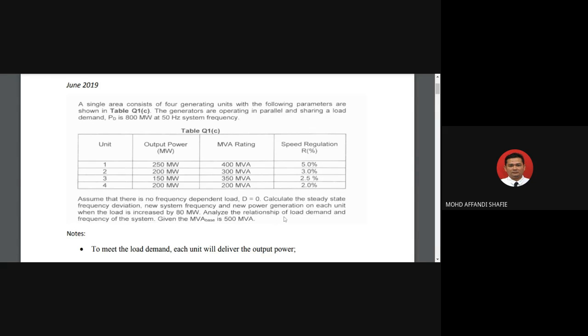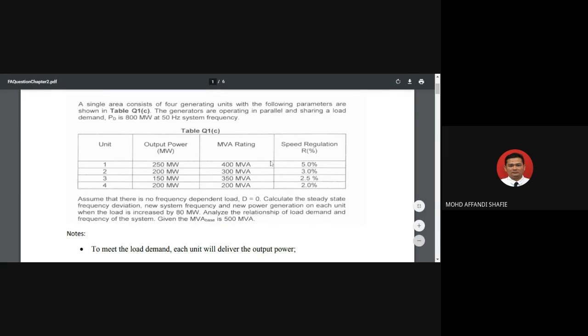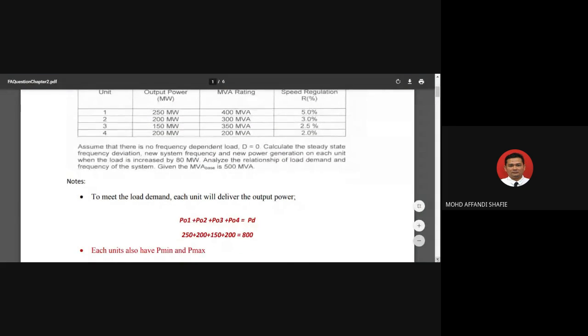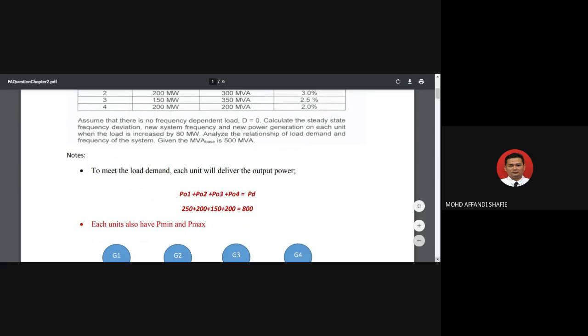So analyze the relationship of load demand and frequency of the system. And then given the MVA base is 500 megawatt. So this is the parameter of the generators. So note lah. Yang paling penting apa kat sini? Apa info yang you perlu tahu?